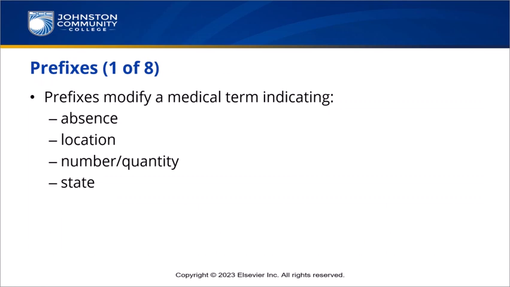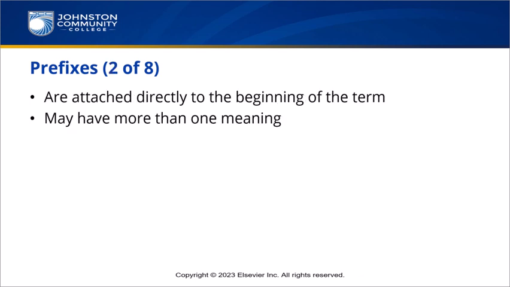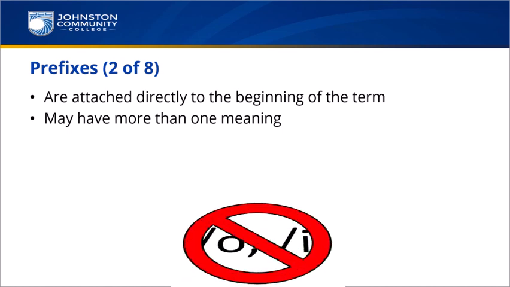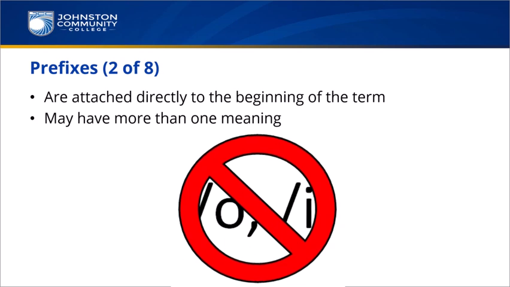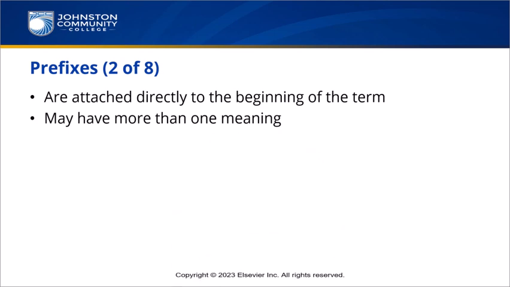Now let's talk about our last word part, prefixes. They come before a term or at the beginning of a term. Prefixes modify a medical term indicating absence, location, number, quantity, or state. They can also indicate color. This is very important to remember for prefixes. Prefixes are attached directly to the beginning of the term. No combining vowel is needed to attach these. Please remember that. Prefixes get no combining vowel.